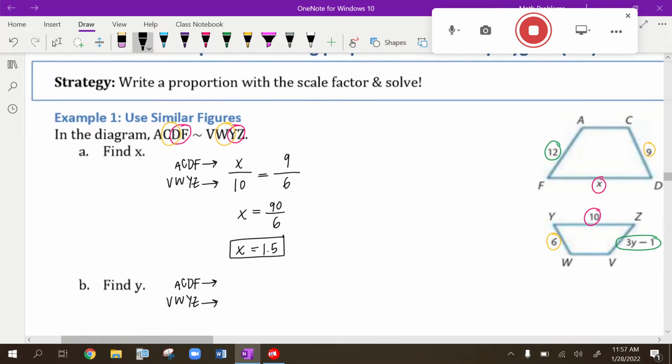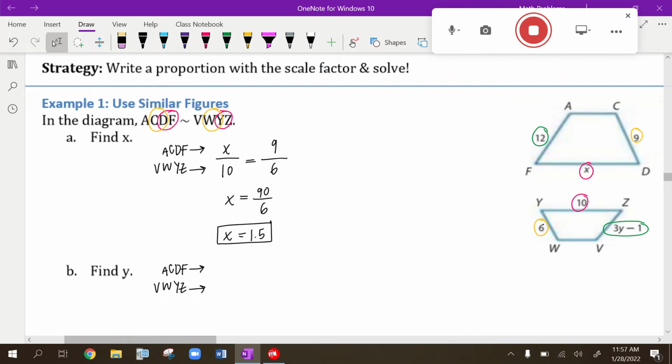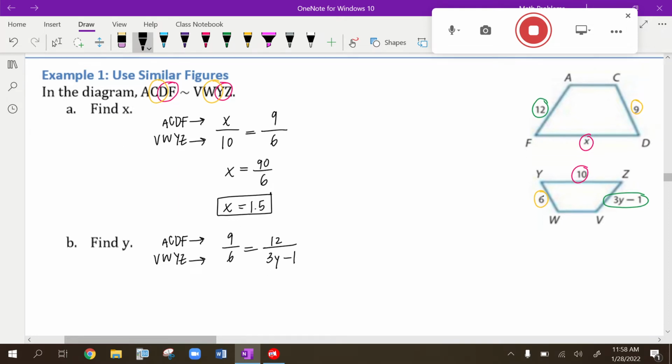Let's do another one to solve for Y. Now I can use the same scale factor to begin, so I can use 9/6 again. This time, however, I need to use the sides that have Y in it. Remember, you have to keep ACDF in your numerator, so I'm going to put 12 in my numerator since it corresponds to the side VZ, which has Y in it. So I'll put 3Y minus 1 in my denominator.